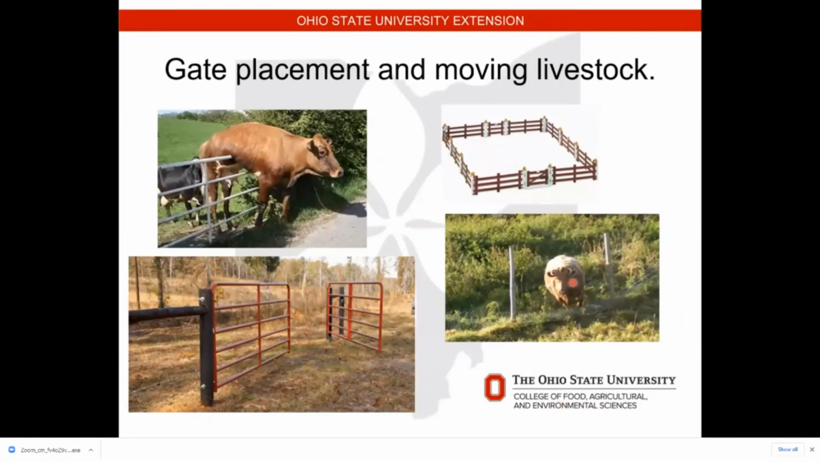Then we've all got that one animal that decides that if you've got a fence or a gate that you didn't put in correctly, they're going to make their own gate. We've all had them before.